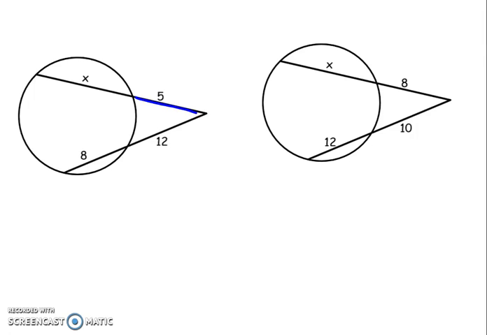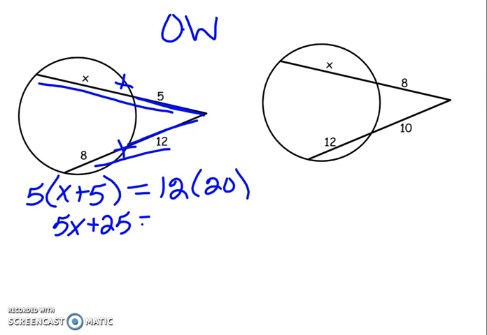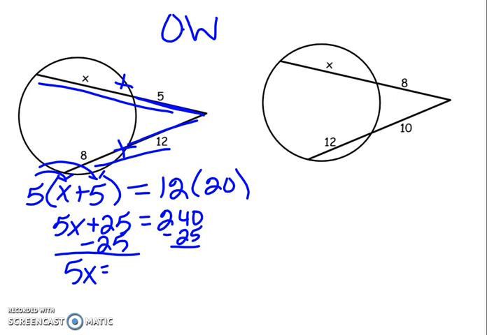All right, on these two, outside, 5 times our whole. Add those two together. Remember, we're doing outside times whole. OW. All right, our outside part is 12. Our whole, we're going to add the 8 and the 12 together to make 20. And distribute. 5x plus 25 equals 240. Subtract our 25. 5x equals 215. Divide by 5. So x equals 43.